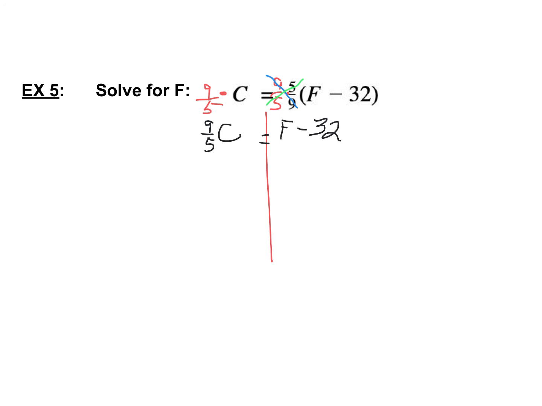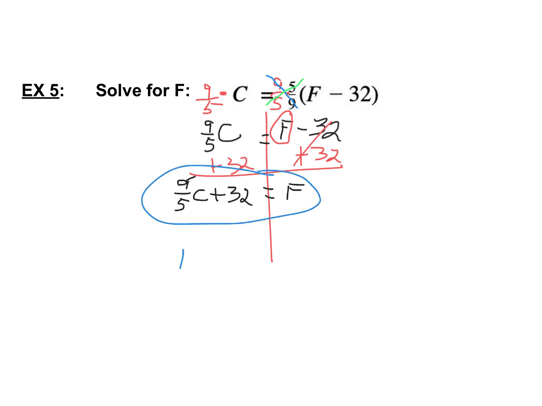It's up to you. And then to solve for f, because remember f is the star of the show, I'm going to add 32. Since this is a c term and this is just a constant term, they're not like terms. They don't have anything in common. So we cannot really combine them. I'm going to write it as 9/5 c plus 32 is equal to f. And if you don't like f on the right side, then flip-flop it. So it reads f equals 9/5 c plus 32. They are both the same.